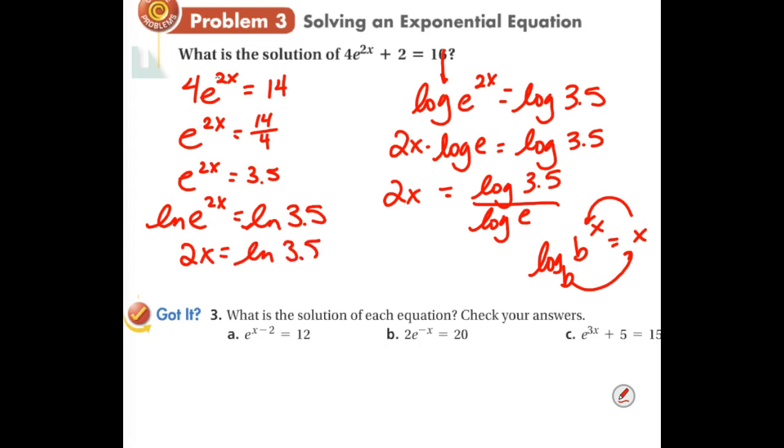All I have to do on my calculator is take the natural log of 3.5 instead of having to do that. Okay? And then divide your answer by 2. What decimal do we get? 6264? We okay with that? Yes? All right.